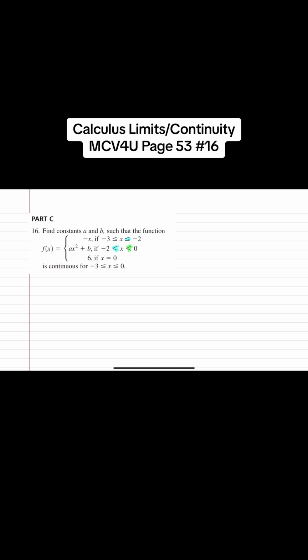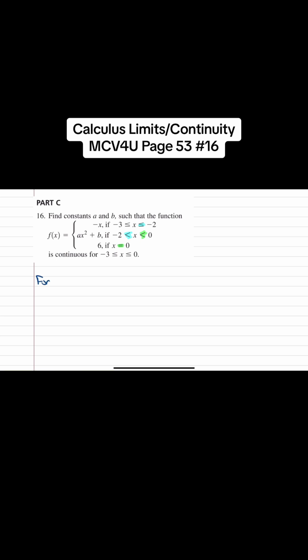However, in the third function, 0 is inclusive because we're saying if x is equal to 0, then it'll be 6. And the way we'll fix that is just by setting the second function ax squared plus b equal to 6. Then we'll be able to figure out our constant. So let's set up that right now.